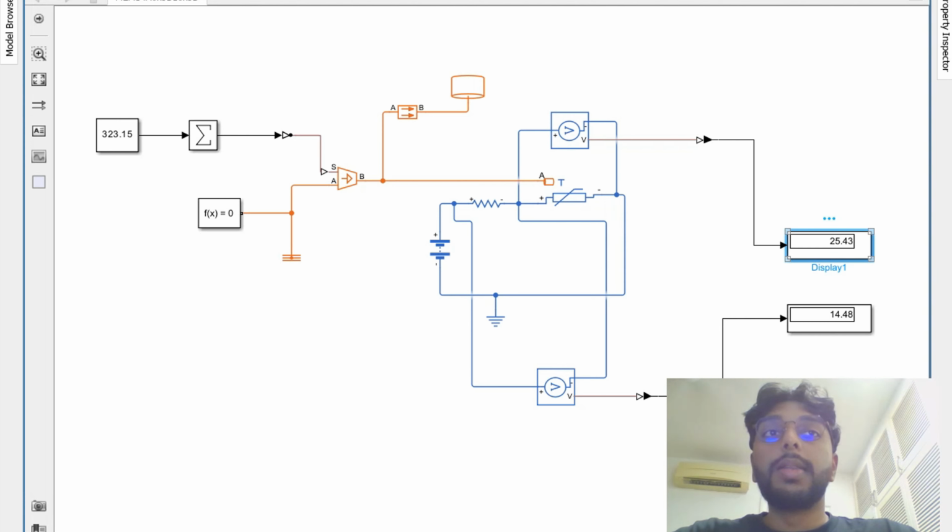Finally, the display blocks show the output data such as the voltage and temperature values. These results allow us to verify the system's performance. The circuit efficiently simulates the thermal sensors for MEMS application. Each component works together to model the heat conduction, thermal storage, and temperature measurement.